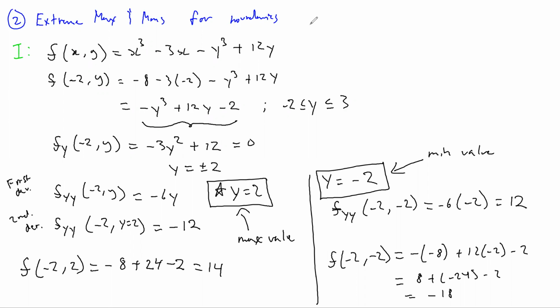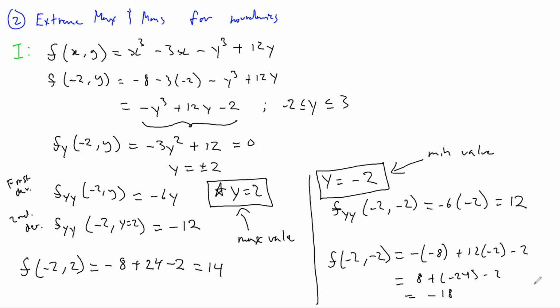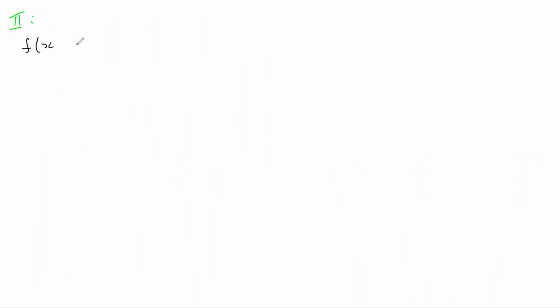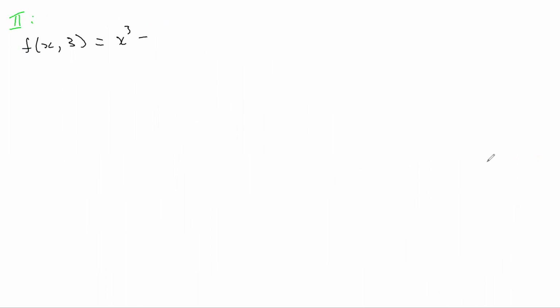I'm going to do a bit long. So we do essentially the same thing for line 2. So for line 2, we get a y value of 3. So plugging that back in, we get f of (x, 3), which is going to be equal to x cubed minus 3x minus 27 plus 36. Okay. All right, and then we want to do the same exact analysis.